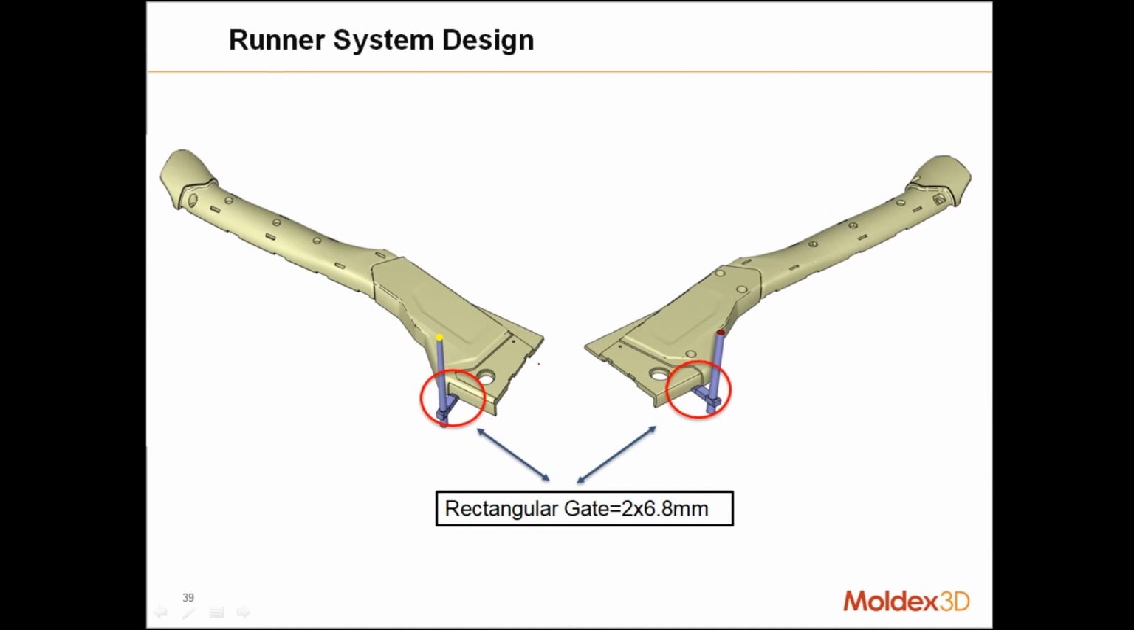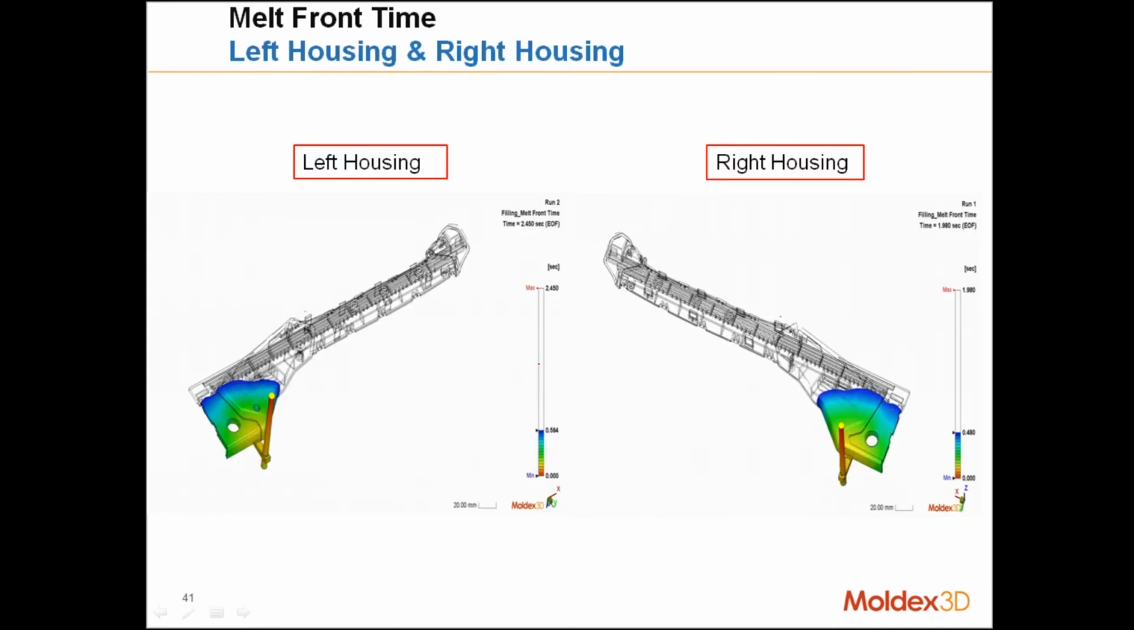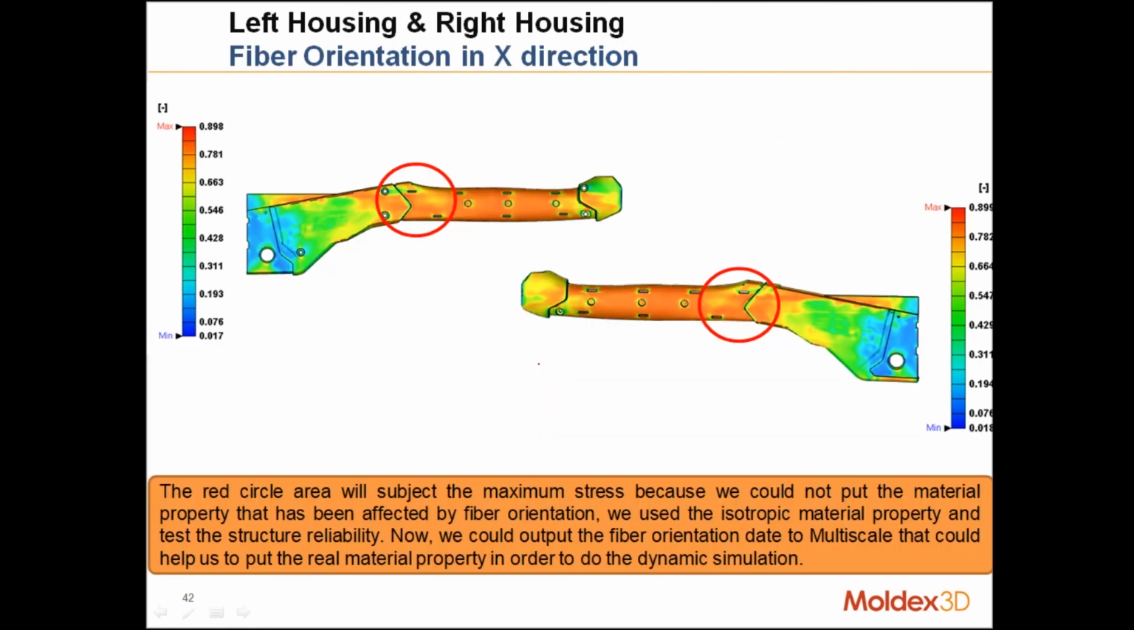And this is the runner system design. A quite simple runner system with a rectangular gate equal to 2 times 6.8 millimeters. This is how the size looks like. And this is the material used in this simulation, polyamide 66 with 30% carbon fiber. And this is the melt front time result. Since we get the melt front time result, we can further check the fiber orientation. And this is the result showing the fiber orientation along the x direction.